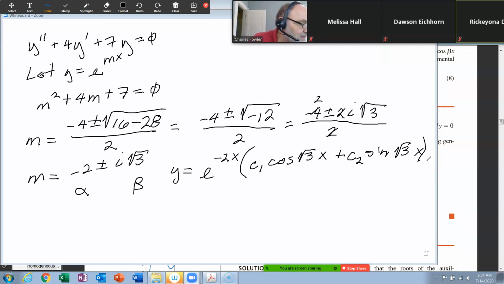Let's see how the book did. They have y is equal to e to the minus 2x, there's your alpha, times parentheses c1 cosine root 3x plus c2 sine root 3x. Just a couple of notes here. That's always a plus sign in between. Don't ever think you have to change it and make it a minus sign.